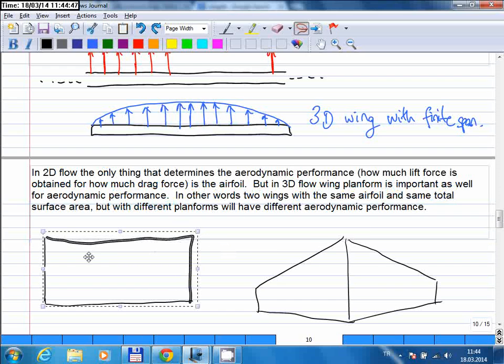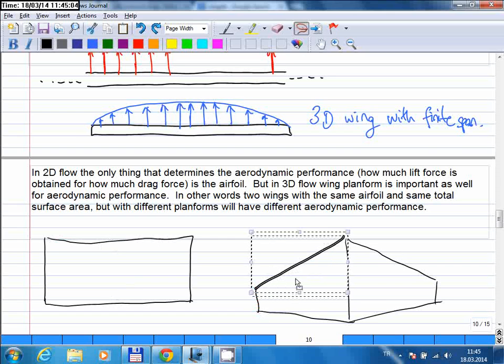So suppose that the surface area of this shape is the same as the surface area of this wing, and they have the same airfoil. Okay, so this has the same airfoil. The shape of the airfoil is the same, but the chord length is different, obviously. So you have a small chord length here, and you have a changing chord length. But let's assume that the wing surface area is the same.